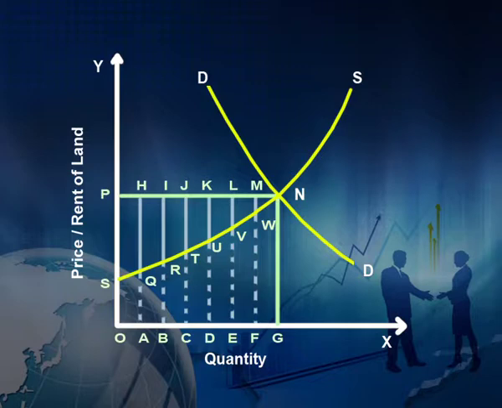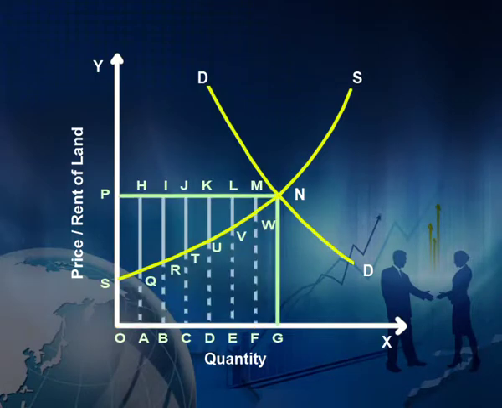Total actual earnings of all the units of land OG are OPNG, which are equal to the price OP multiplied by OG number of units, and their total transfer earnings is OSNG as shown by the area under the supply curve up to unit G.